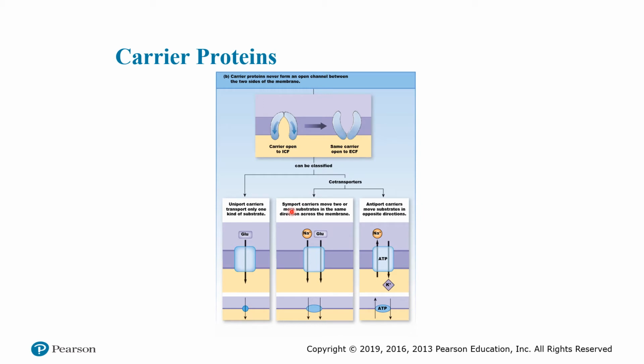Symport carrier proteins allow two or more substrates to pass through, and those substrates are moving in the same direction. So those substrates are either entering the cell or they are exiting the cell. Antiport carrier proteins allow two or more substrates to pass into or out of the cell, and they allow those substrates to move in opposite directions. So as you can see in this image right here, the sodium is exiting the cell while the potassium is entering the cell. So that's known as an antiport carrier protein.